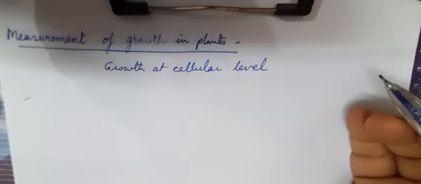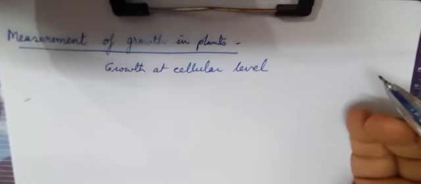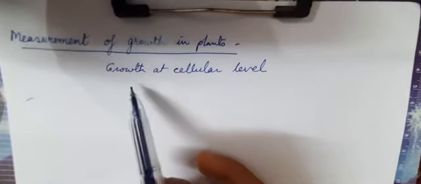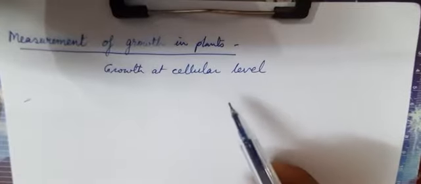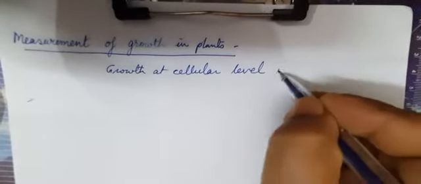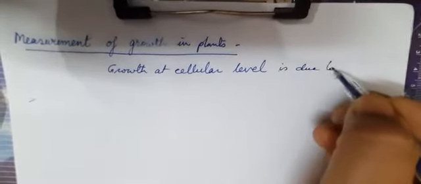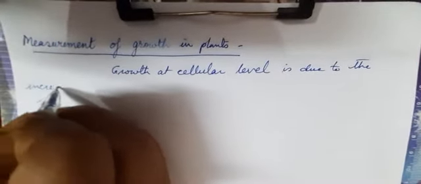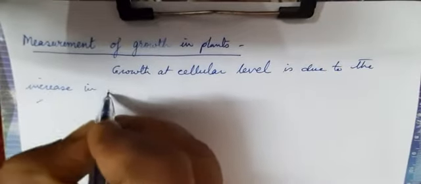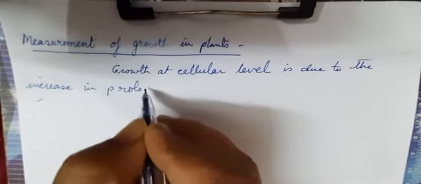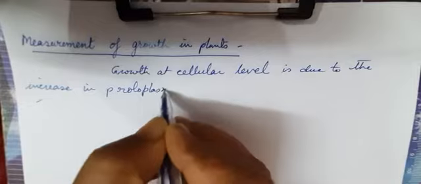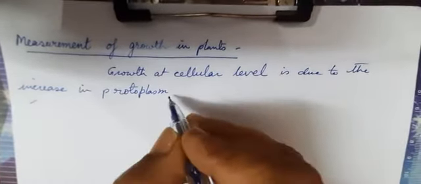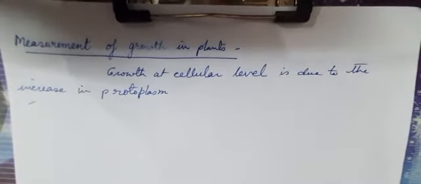Good morning, everybody. Today's topic is measurement of growth in plants. Now, at cellular level, that growth is due to the increase in protoplasm. It means when the cell grows, it grows because the protoplasm in the cell is increasing in amount.